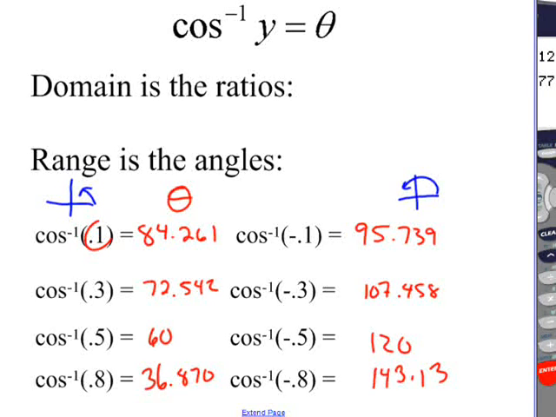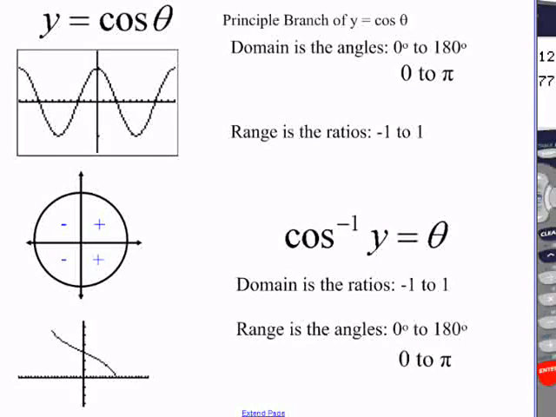So in our domain, we know that the ratios of our sides have to be between negative 1 and 1 again. And our range of our angles kind of look to be like they're going from the first quadrant to the second quadrant. Okay, let's look at it a little bit graphically so we can see that.